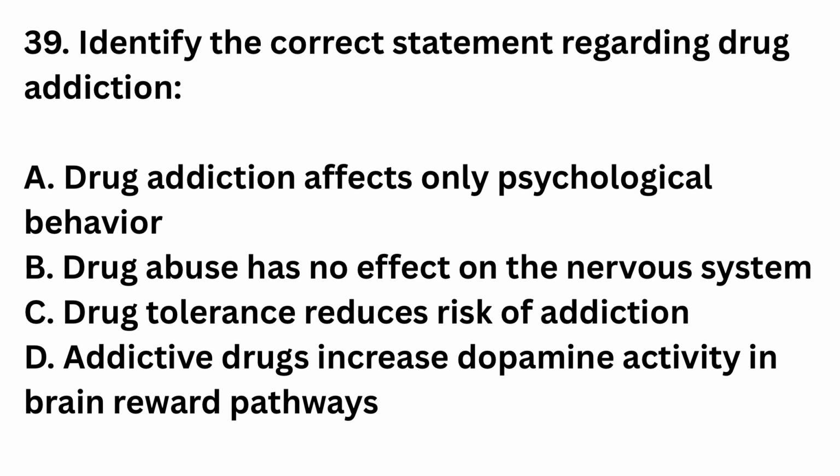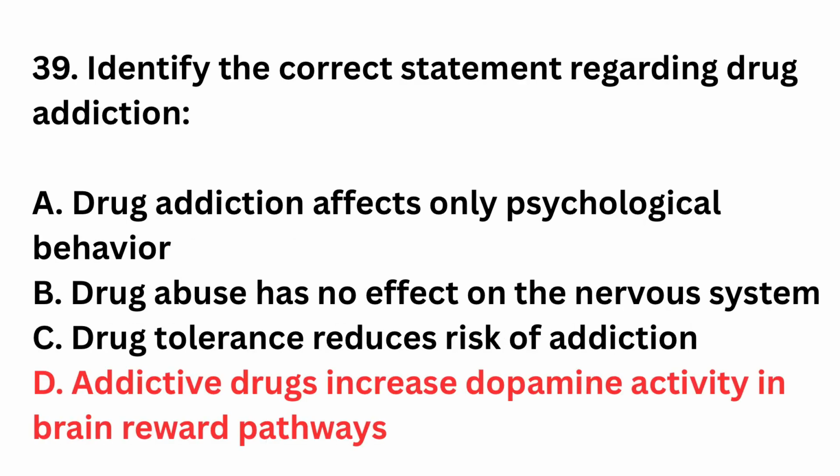Question number 39. Identify the correct statement regarding drug addiction. Drug addiction affects only psychological behavior. Drug abuse has no effect on the nervous system. Drug tolerance reduces risk of addiction. Addictive drugs increase dopamine activity in brain reward pathways. The right answer is option D. Most addictive drugs increase dopamine levels in the brain reward system. This creates a feeling of pleasure and reinforces repeated drug use, leading to addiction.